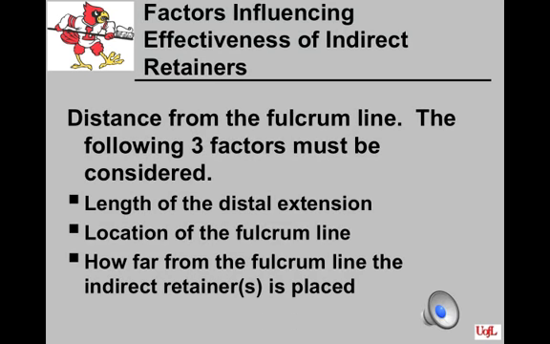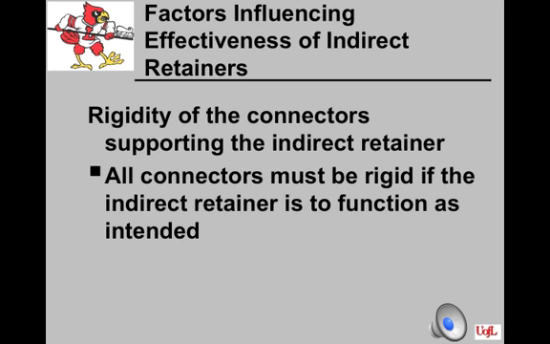There are factors influencing the effectiveness of indirect retainers. The distance of the indirect retainer from the fulcrum line is a factor, and three things must be considered: A, the length of the distal extension; B, the location of the fulcrum line itself; and C, how far the indirect retainer is from the fulcrum line. The rigidity of the connectors supporting the indirect retainers may be a factor that influences its effectiveness. All connectors have to be rigid if the indirect retainer is to function as it's intended.